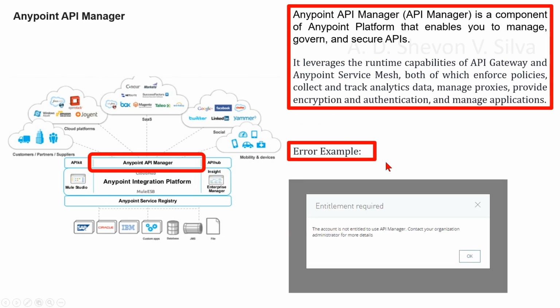As an error example, we can consider this one: Entitlement required. Account is not entitled to use API Manager. Contact your organization administrator for more details.